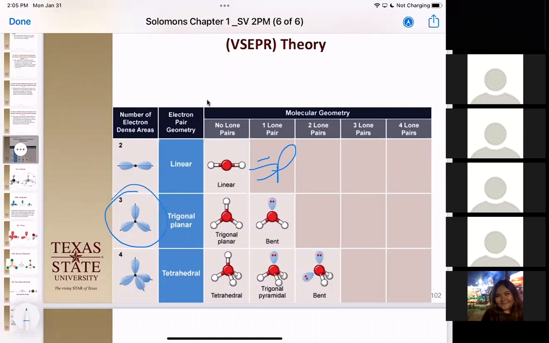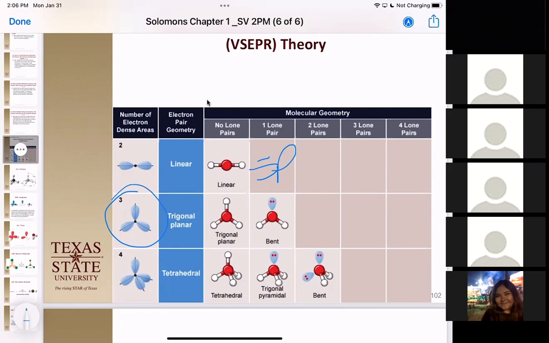We can have trigonal planar this way by doing an sp2 hybridization, giving us 3 sigma bonds, or we can have it in a molecule that only has 3 valence electrons. Either way, you're going to have what we call a trigonal planar structure, meaning that all 3 atoms attached to the central atom are in the same plane, and they're all 120 degrees apart. That's as far as we can spread them apart, okay?